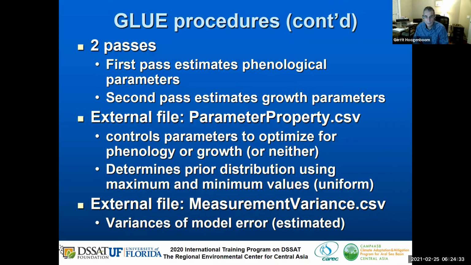So again, in the first pass, we go through the phenological parameters. So that's the number of days to flowering and the number of days to maturity.